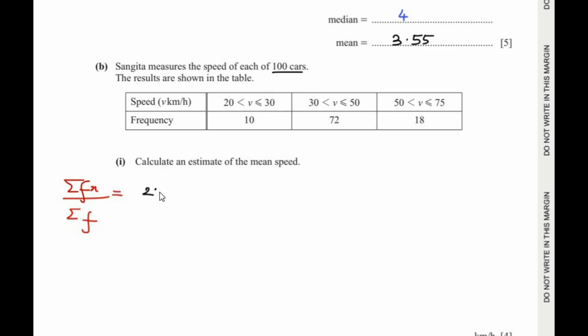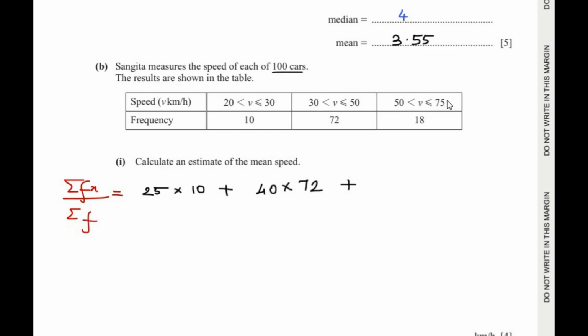So let me write here 25. And then we are going to multiply this with its frequency, which is 10, plus. Now the same thing we are going to do over here. The midpoint of 30 and 50 is 40. So 40 times its frequency, which is 72, plus.